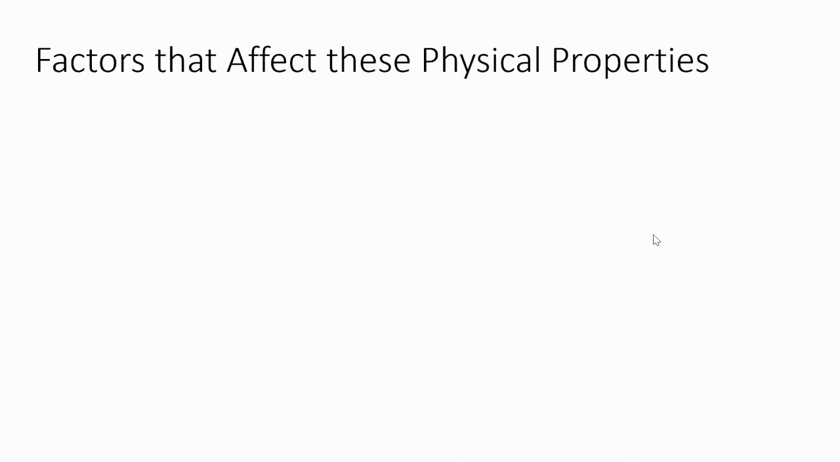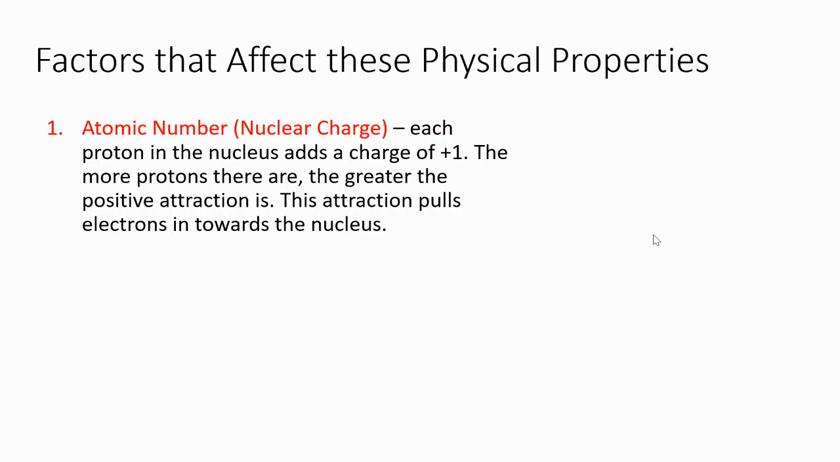Let's now look at the 3 main factors that affect the physical properties of an element. The first one is atomic number, also known as nuclear charge. Each proton in the nucleus adds a charge of +1. The more protons there are, the greater the positive attraction is. This attraction pulls electrons in towards the nucleus. You can see here that the positive or nuclear charge of the nucleus containing protons pulls the negatively charged electrons towards it. This positive-negative attraction is called electrostatic attraction.